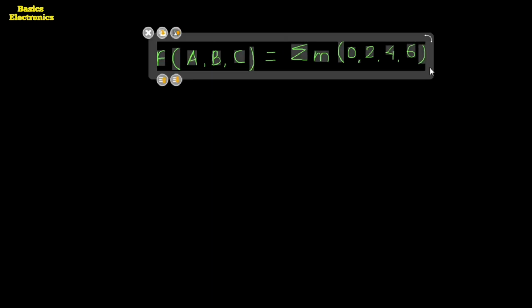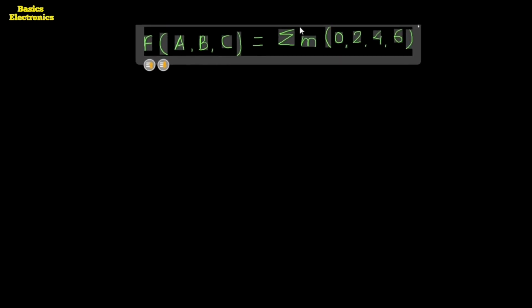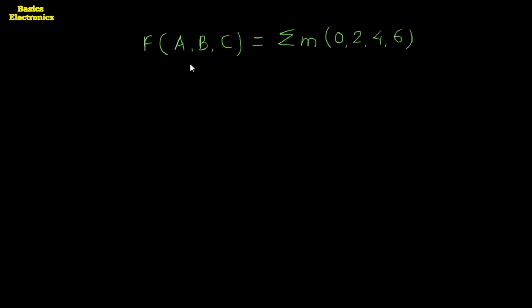Here the example is function of A, B, C equals summation of minterms 0, 2, 4, 6. Okay, this is the equation which we have to implement by using the multiplexer. So what is the first step? The first step is we are required to find out how many input variables are there.